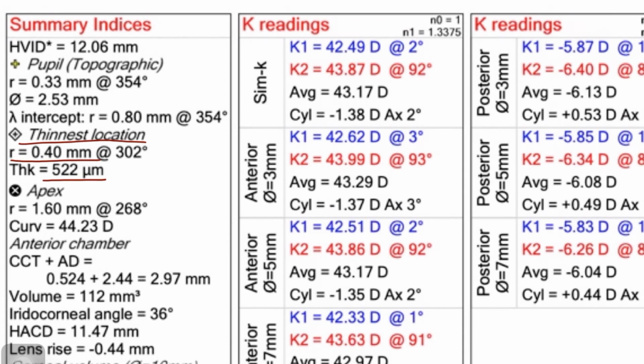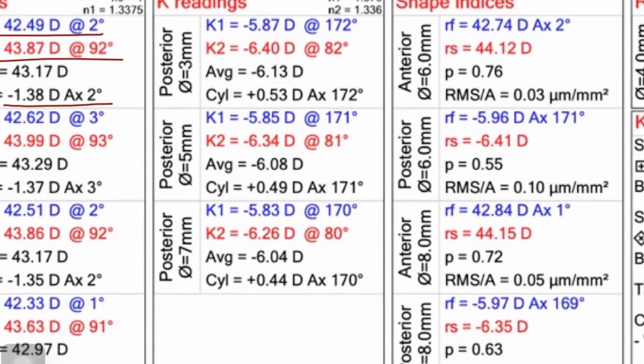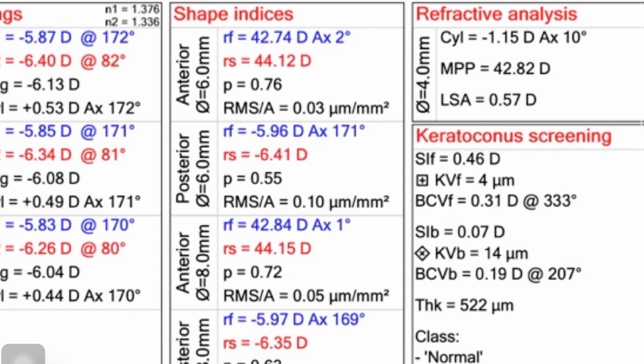In the K readings, the simulated K value needs to be looked at to compare with that of the manual keratometry or the optical biometry. Here the K1, K2 as well as the amount of cylinder can be compared. Then the refractive analysis can be used to compare with the patient's PG glass power. Then we have the keratoconus screening where the symmetry of the front and back can be assessed using these indices to rule out irregular corneas.